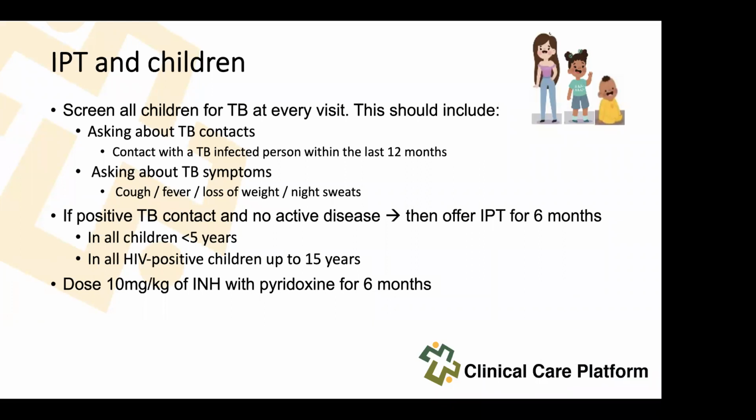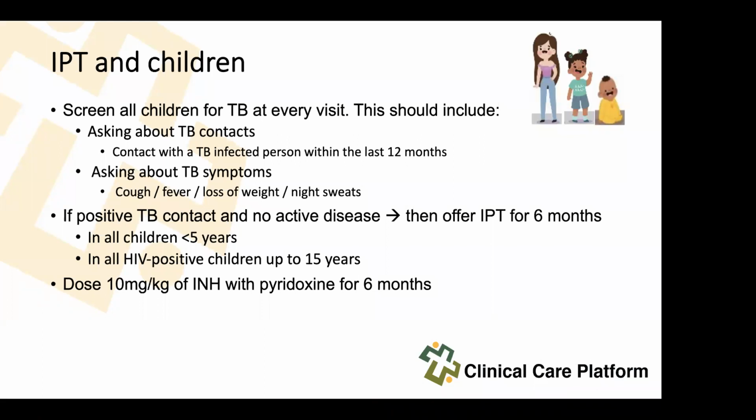The next question, after confirming that there is a contact, is the HIV status of this child, right? If the child's HIV status is positive, so all HIV positive children less than 15 years exposed to an adult who has TB, you would initiate isoniazid, 10 milligrams per kg, not for 12 months, but for 6 months. So there is no 12 months IPT for children. It's only for 6 months. I'm going to repeat it again.